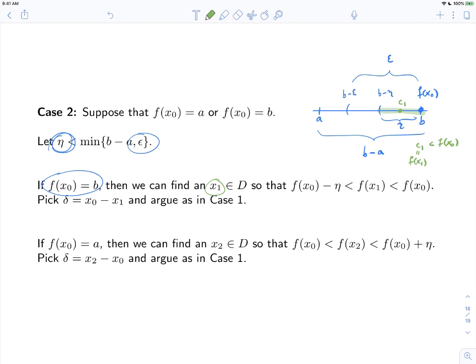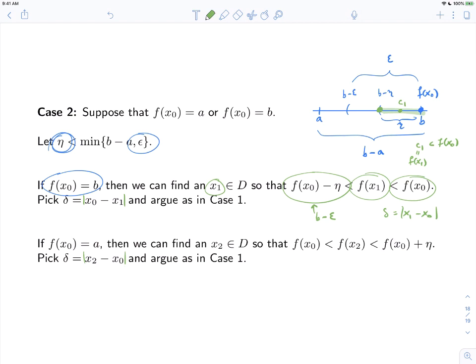So what have you established? You've established that f at x1 is less than f at x naught, but it's also bigger than this point right here. That point right there is f at x naught minus eta, or b minus eta. Okay. And once you have that, then you can argue exactly as we did before using monotonicity. You just let delta be the distance between x1 and x0. Again, we should put that in absolute values. And so once you have that, you would just argue as you did before.